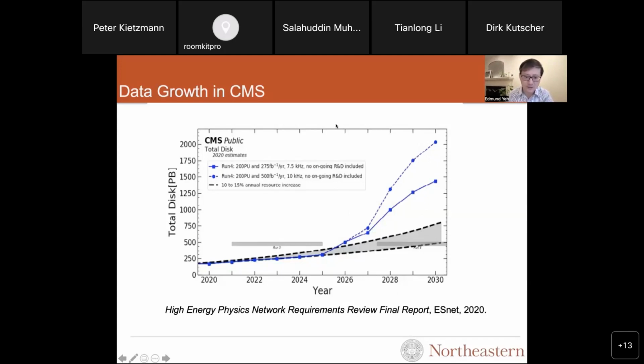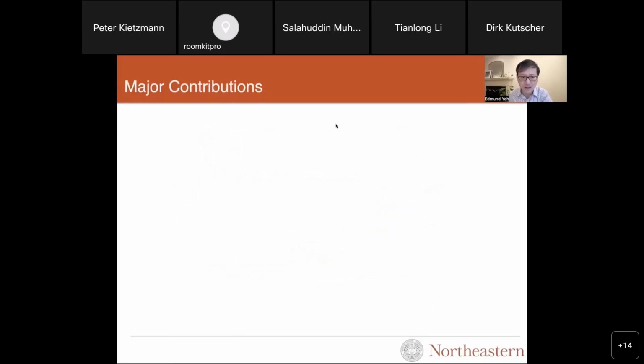And this is from the High Energy Physics Network Requirements Review Final Report from ESnet in 2020. And really the only way we can close this gap, short of major investments in resources, which is not likely, is a large effort devoted to fundamental advances in research and development. And this is what this project is really about, closing this gap.